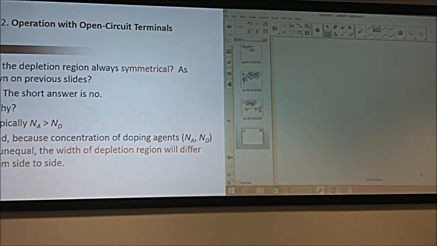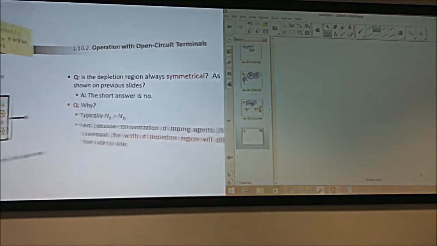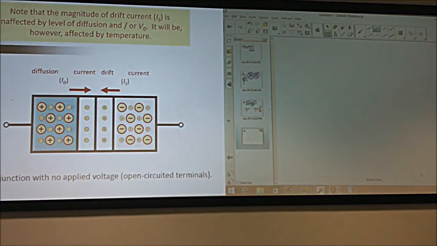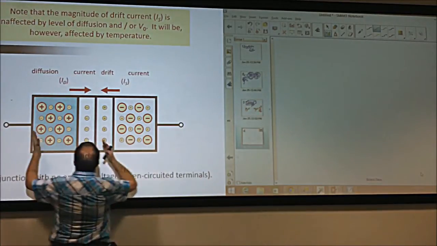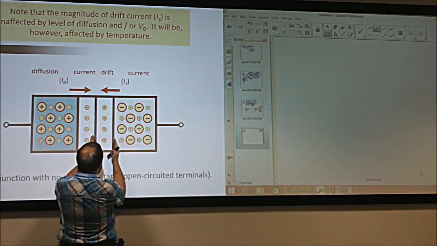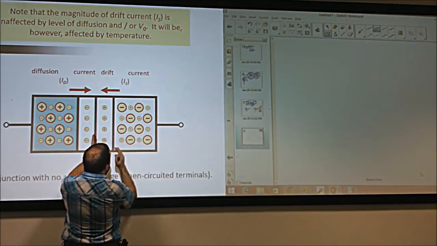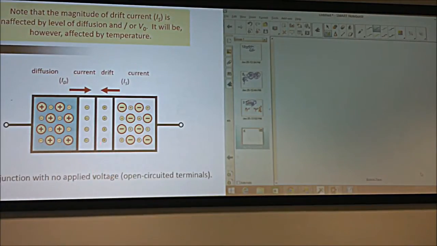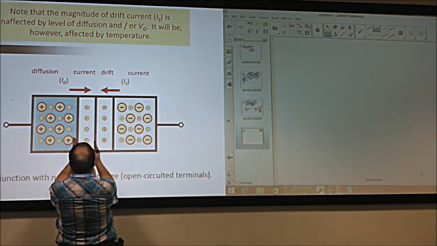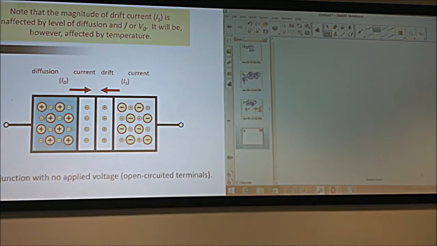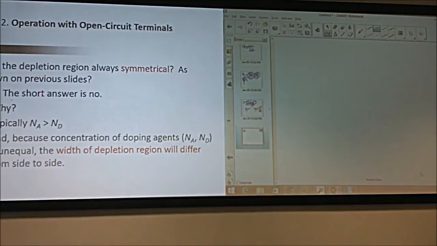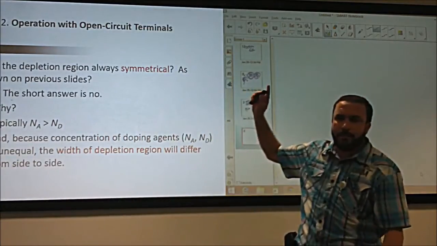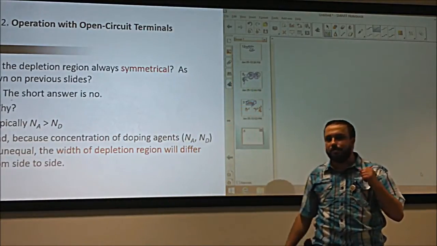Now, a question. The depletion region, let's go back. Here you see, this is the junction. That means all this is the N-type and all this is the P-type. So this part of the depletion region belongs to the N-type, yes or no? And this part belongs to the P-type. Right? Now, is this the same as this? In other words, is the depletion region symmetrical or not? That's the question. Who says symmetrical? Who said not symmetrical?